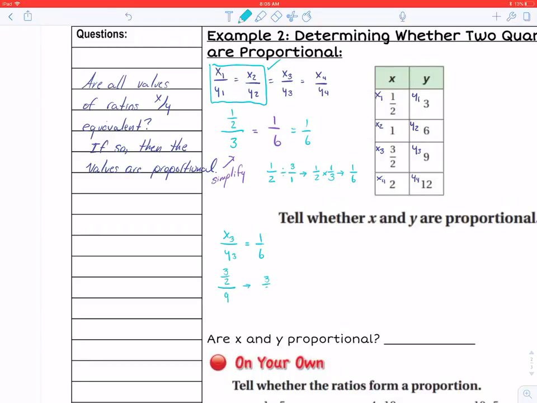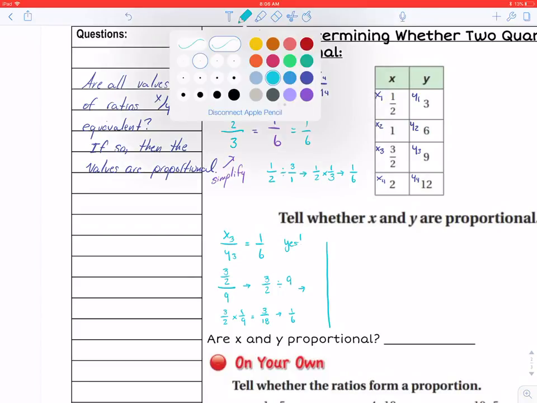We're going to set up our division problem. So that's 3 halves divided by 9. I'm going to keep change flip to avoid getting a decimal. So that's going to be 3 halves times 1 over 9, which is equal to 3 over 18, which can then be reduced, if we divide both numbers by 3, to 1 over 6. And so, yes, this one is also proportional.